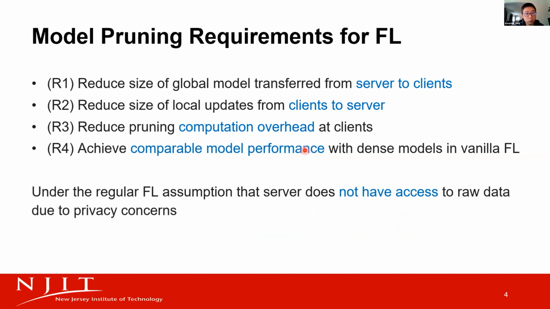So these are the requirements for this model pruning process for federated learning. Firstly, we want to reduce the size of the global model transferred from the server to the clients. And secondly, we want to reduce the size of local updates from the clients to the server. And we do not want to add much computation overhead at clients. And also we want to achieve comparable model performance with the dense model trained in vanilla federated learning. All these requirements are under the assumption that in federated learning the server cannot access the raw data due to privacy concerns.